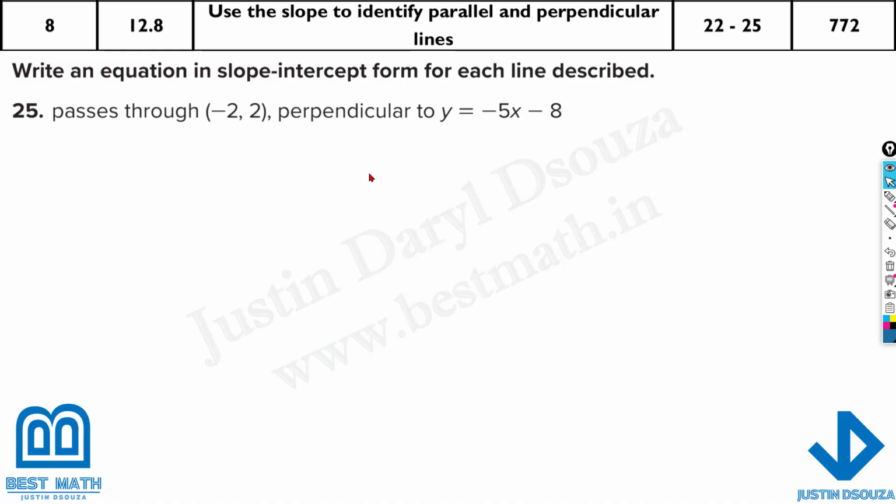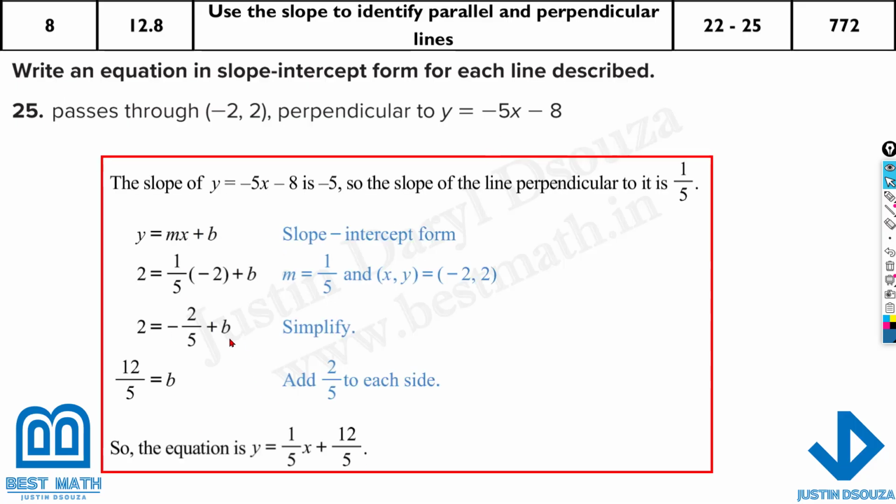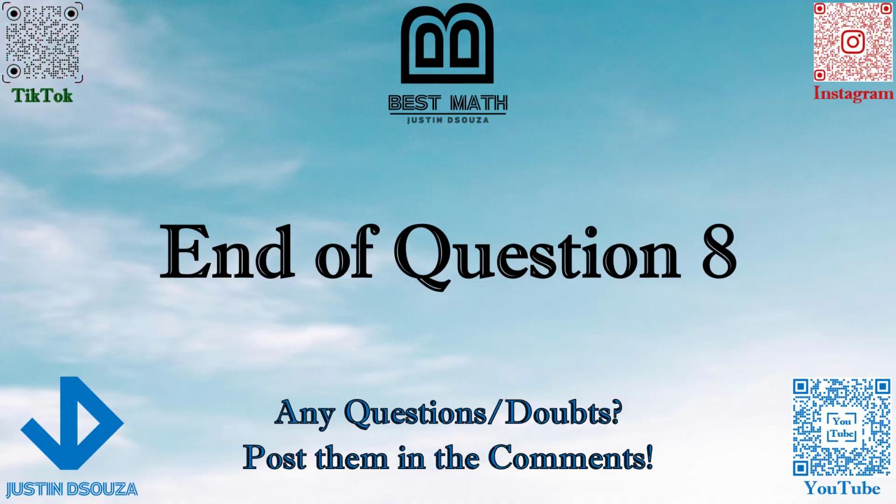And the last problem as well, we solved it at the beginning. Here it's perpendicular line, so the slope is 1/5, and then you can easily solve it up. That is the end of this question.